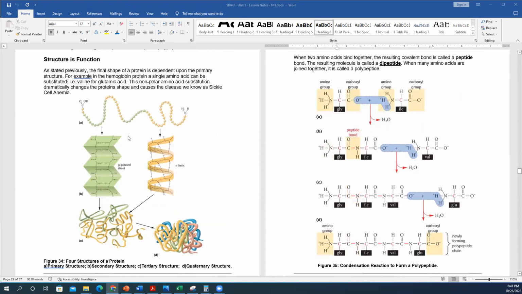For example, if we were to look at this diagram here, in A, if we imagine each one of these little balls here is an amino acid, depending on which amino acid follows what, this would be our primary sequence. For example, we might say we have a valine, we have a glutamate, we have a proline, we have a glycine, and so that order would be our primary structure.